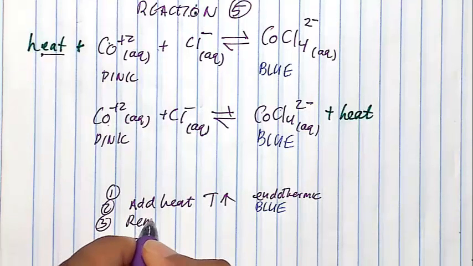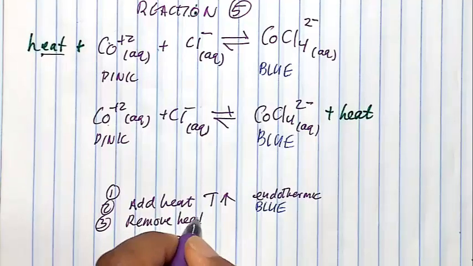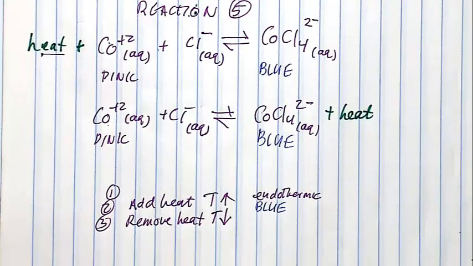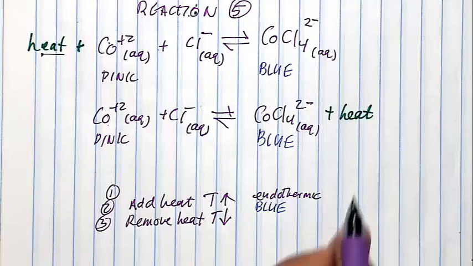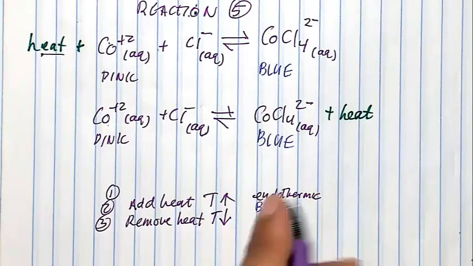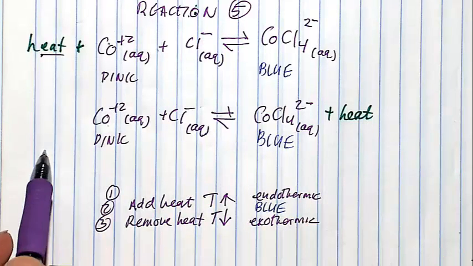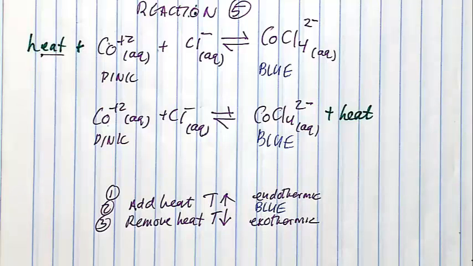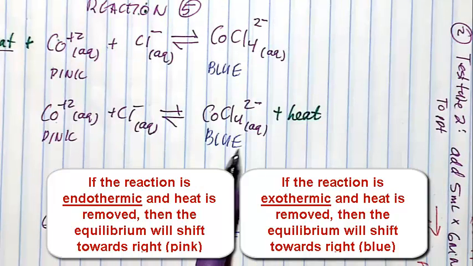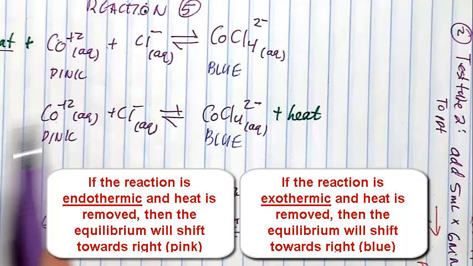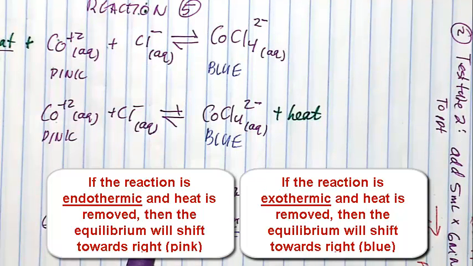In scenario 3, you can remove heat. In this case, you can lower the temperature. If you remove heat and the reaction is exothermic, the reaction is going to shift more towards the part that got lost. What happens if the reaction is exothermic and you add heat by raising the temperature? You should actually see the reaction shift more towards the left-hand side. So if the reaction is exothermic, you have a pink color.